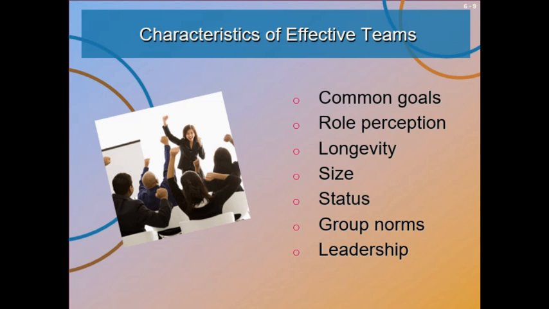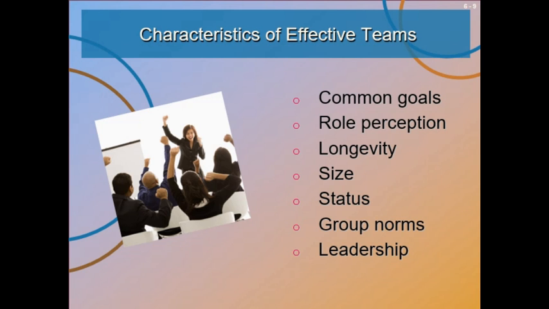I start by looking at the characteristics of effective teams, the fact that you have common goals. With those common goals, you will have common role perception. One of the characteristics of an effective team also is longevity, in the sense that the team needs to exist for however long it takes to achieve the goals. There may be issues with regard to the size of the team. Some teams, if they're too small, just won't have the skill set or the diversity to achieve what they need to. On the other hand, large teams can become extremely cumbersome.